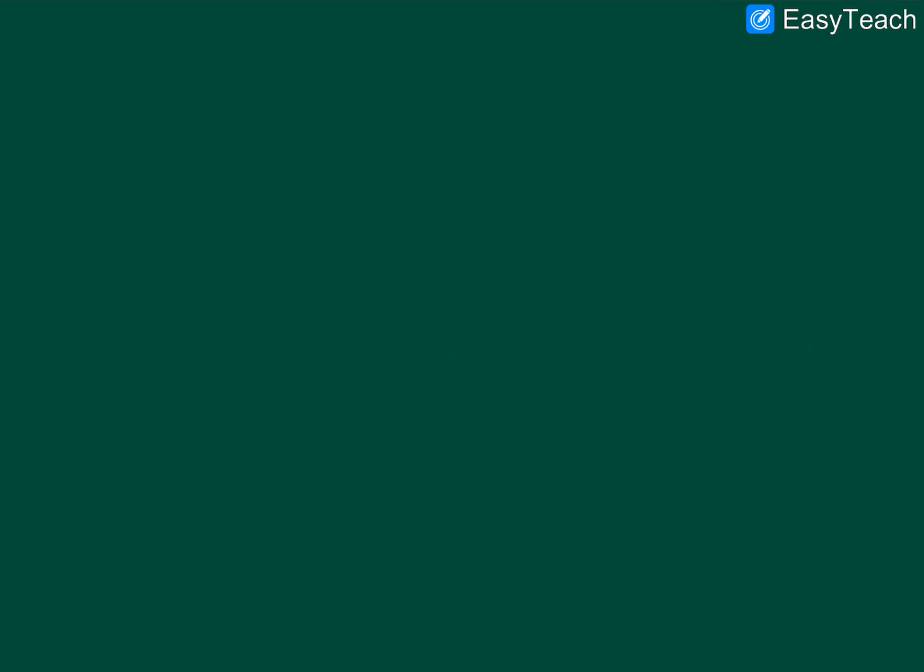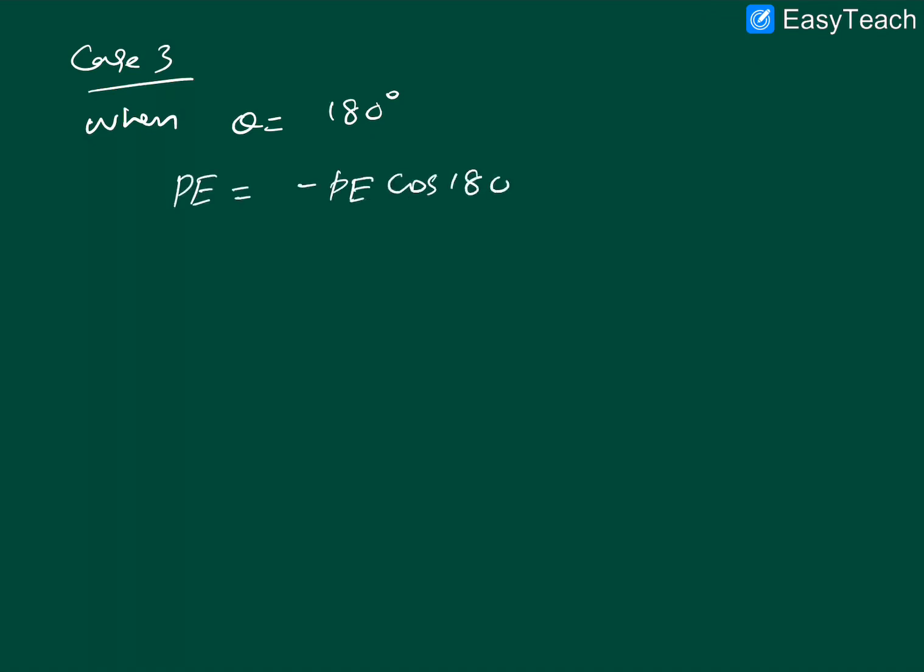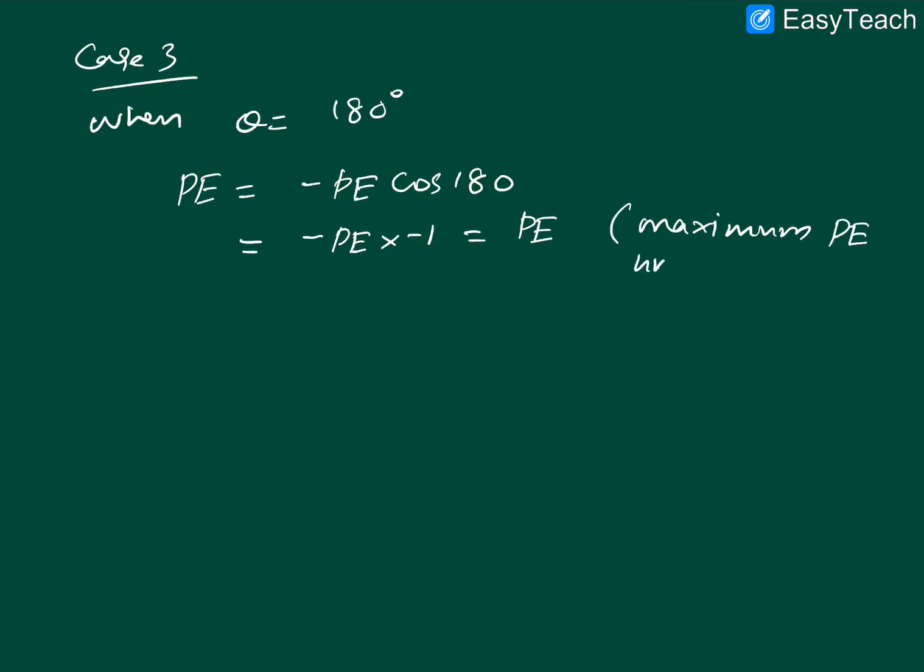now third case, when theta equal to 180 degree, potential energy is equal to minus PE cos 180. What is cos 180? It is minus 1. So minus PE into minus 1, that is PE. This is the maximum potential energy case, which is highly unstable configuration.